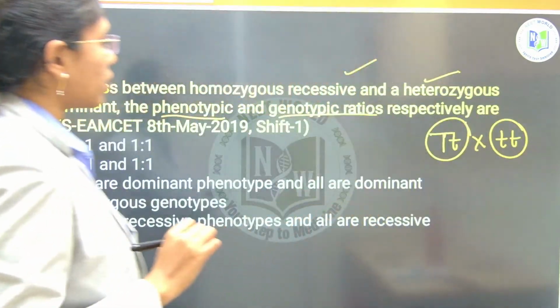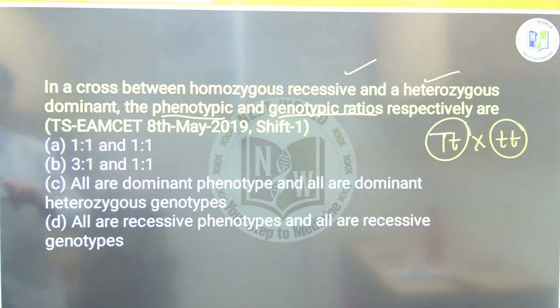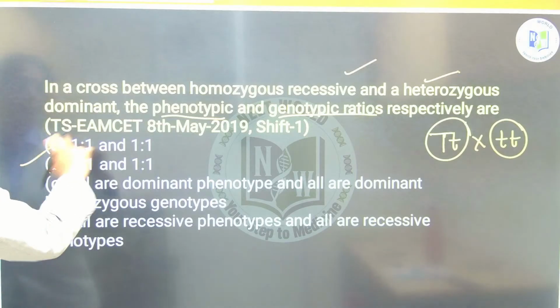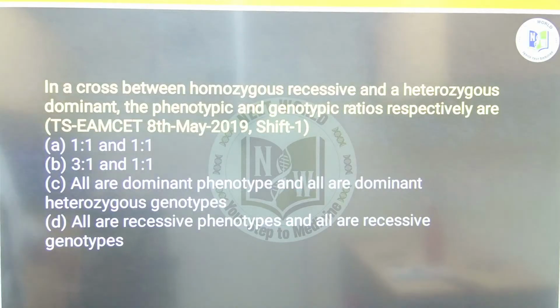These are the combinations of a test cross only. We will get a 1:1 ratio, which is option A. Both phenotypic and genotypic ratios will be 1:1, as this is the example of a test cross.